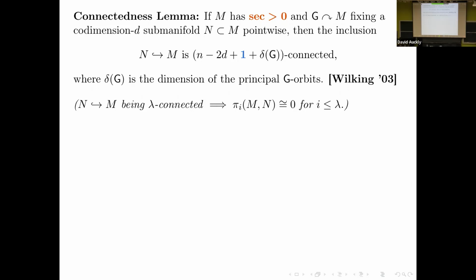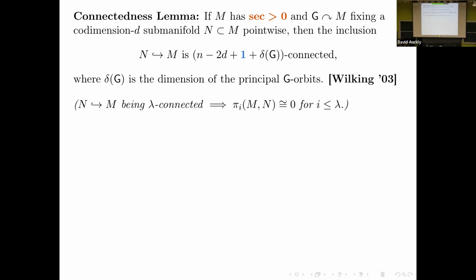Okay, and the idea for establishing this is to essentially take a look at the curves that start and end in your submanifold N, and you can do a Morse theory argument to show that N is highly connected in the space of curves that start in N, and that tells you that N is highly connected in the manifold as well. So curvature comes into play in estimating the index of the critical points, the critical curves in the space of curves.